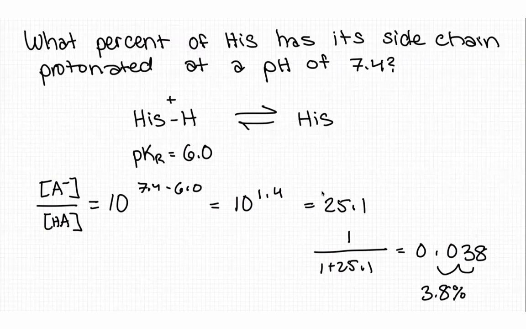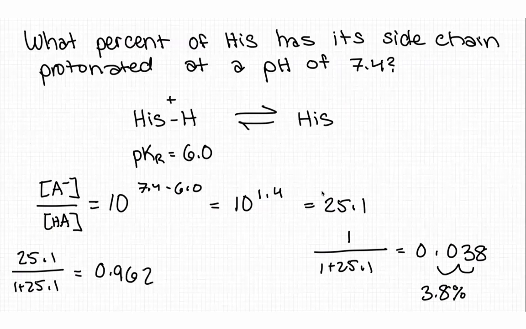In that case, we would take our 25.1 divided by 1 plus 25.1, and that would give us a value of 0.962. If we multiply that by 100, we get 96.2%. And 96.2% plus 3.8% is going to be the same, so we could have subtracted 96.2% from 100%, or subtracted 0.962 from 1. Either of those ways will get you that same answer of 3.8%.